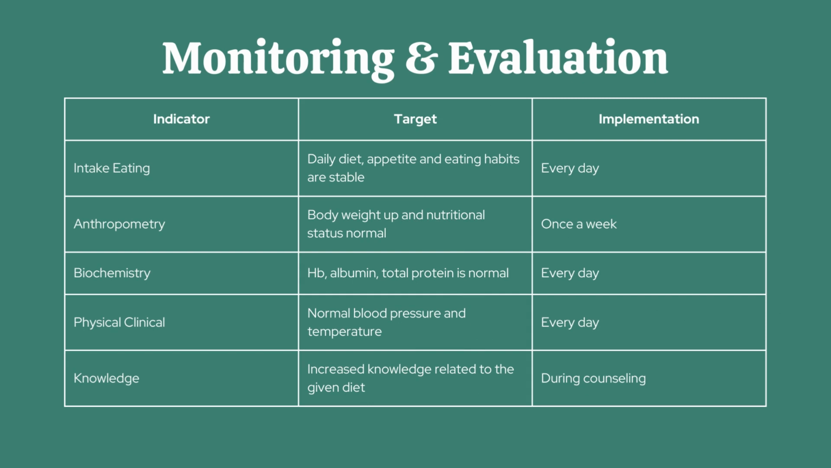First, intake eating indicator. We target daily diet, appetite, and eating habits to be stable with implementation every day. Second, anthropometric indicator. We target body weight up and nutritional status normal with implementation once a week. Third, biochemistry indicator, with target hemoglobin, albumin, and total protein normal, with implementation every day.